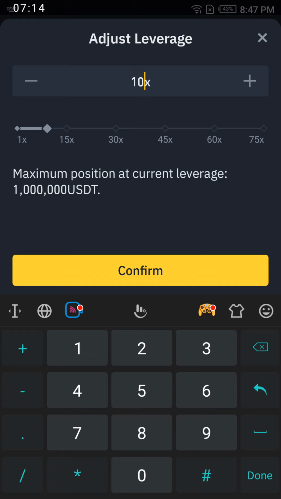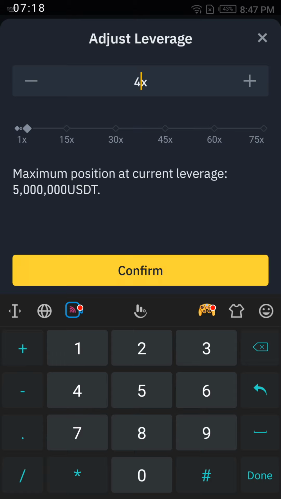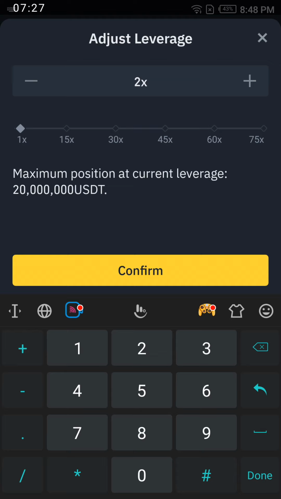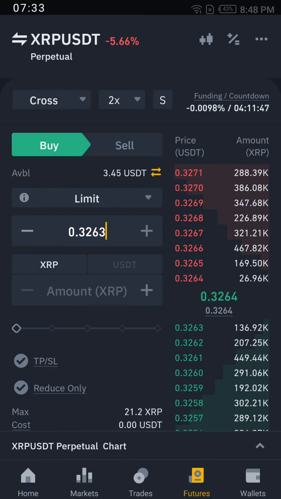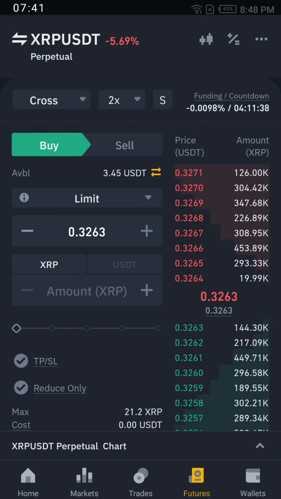So let me put 4x, that is times 4. I'm just going to use little leverage, let me just use 2 leverage, because I do not intend to enter this market. It's just for demonstration purposes. So I click confirm. That is the leverage I was talking about. If I'm selling, I will click sell. But since I'm buying, I'll click buy.